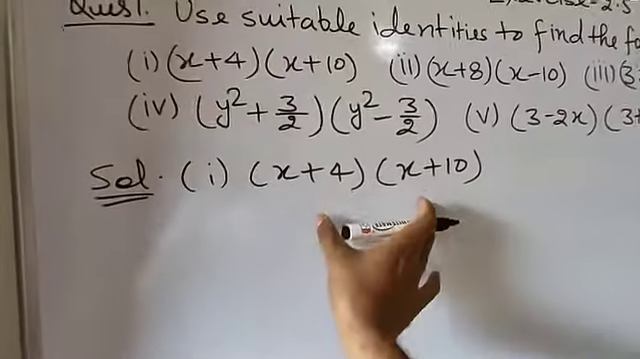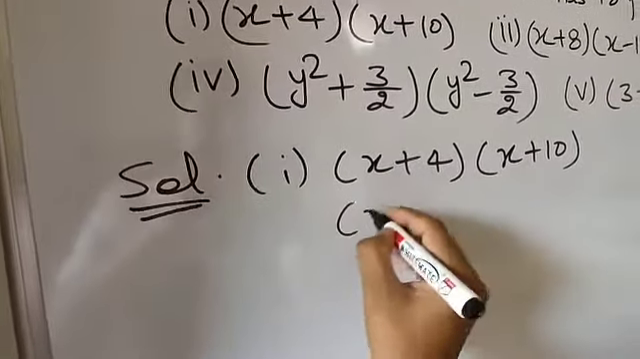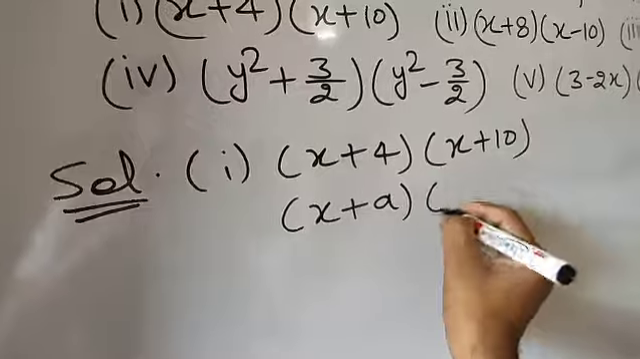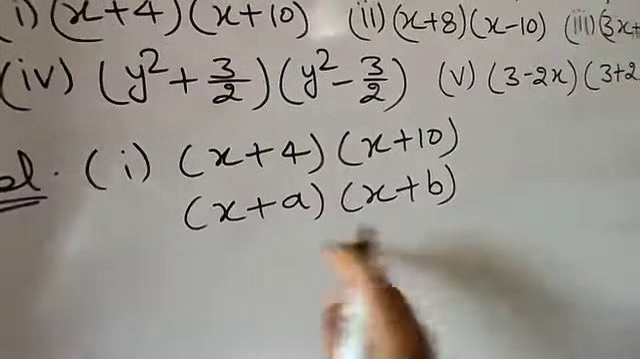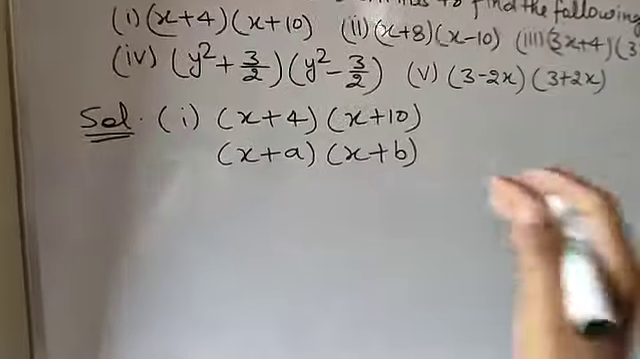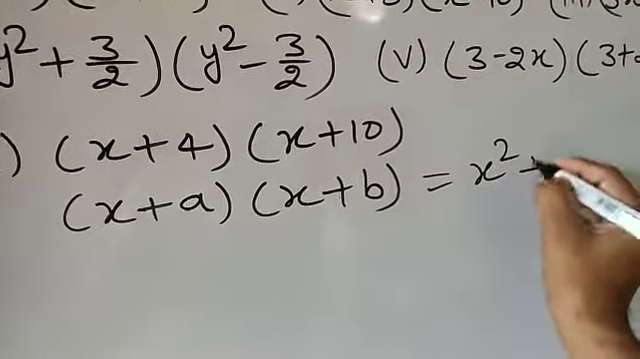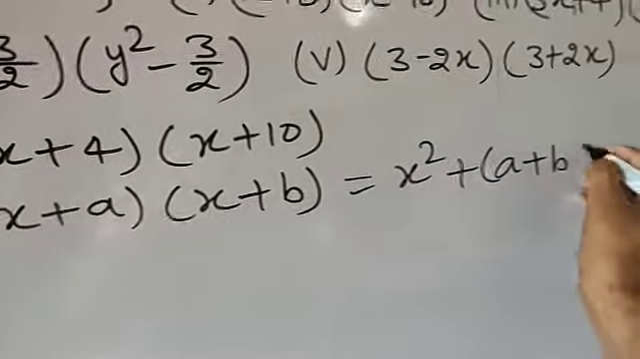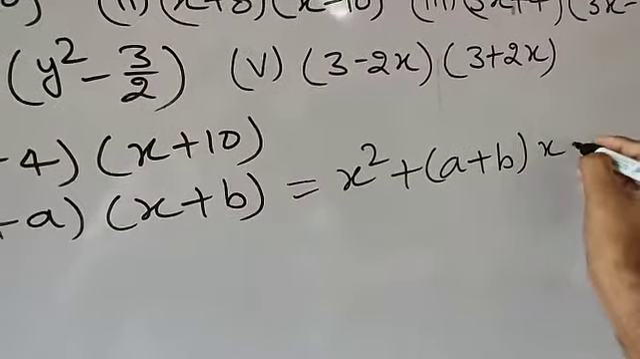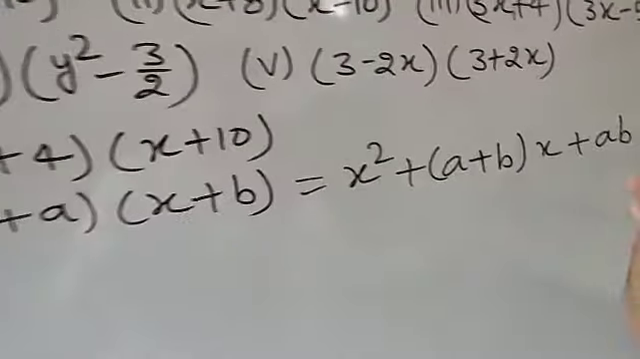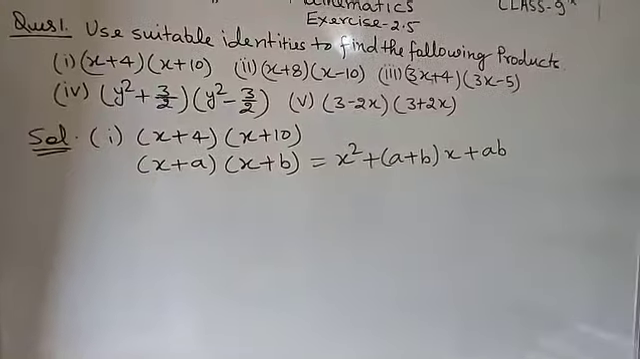So here one identity I had given, that was (x + a)(x + b). That identity I had given in the previous video: (x + a)(x + b) equals x square plus (a + b)x plus ab. So it is the identity which will be used here.